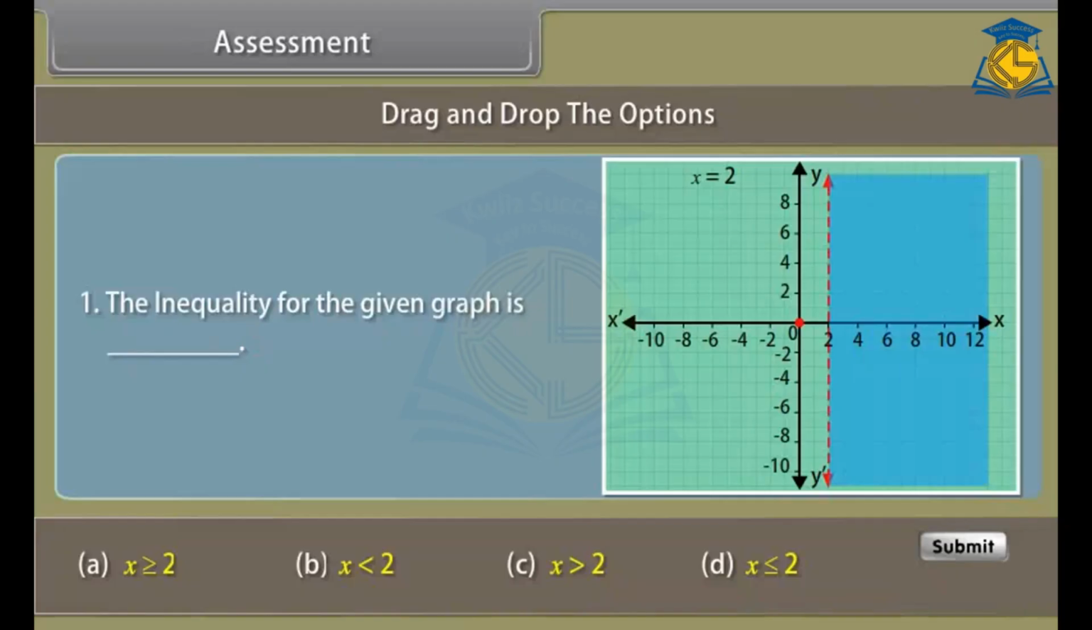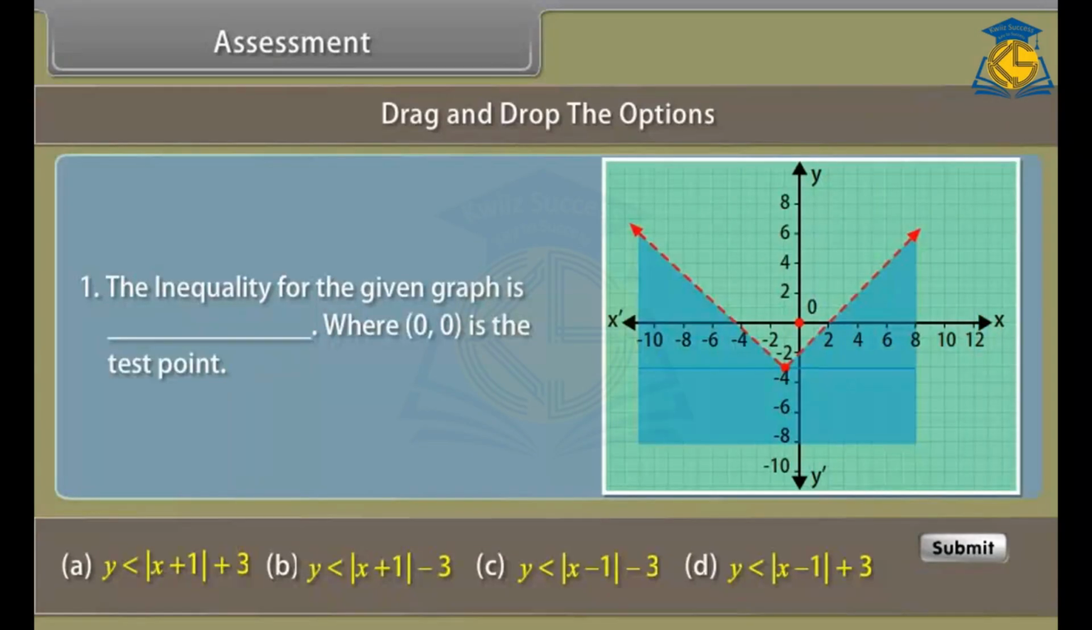Assessment. Before proceeding further, let us know how much you have learned. Drag and drop the options.